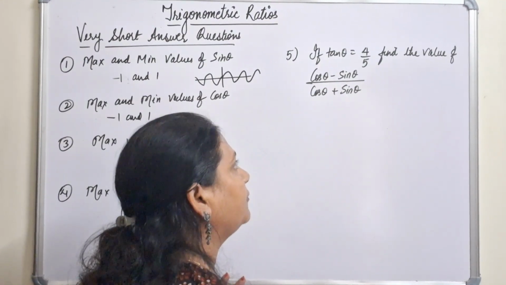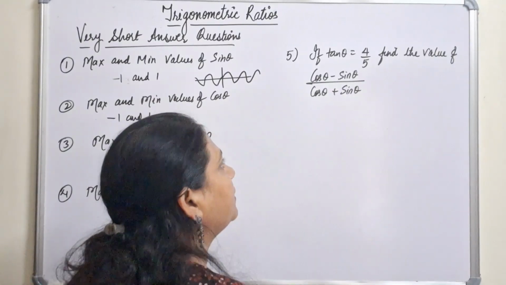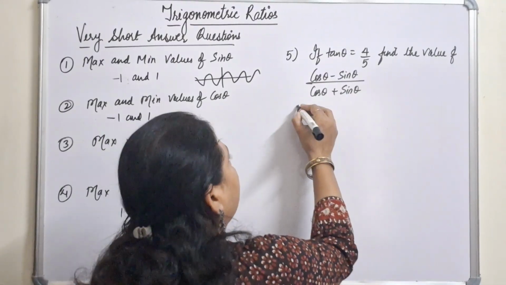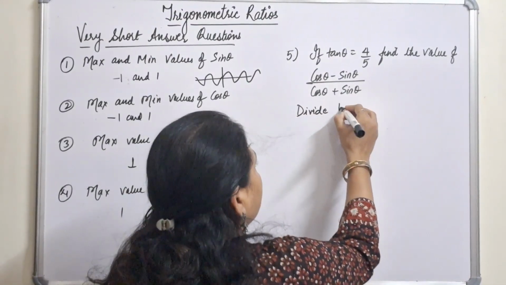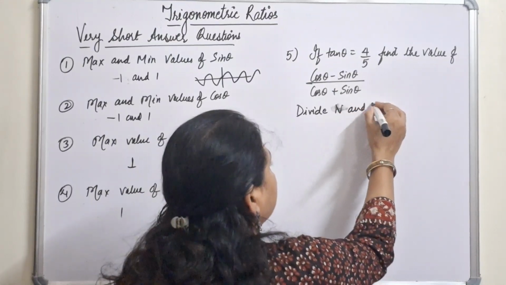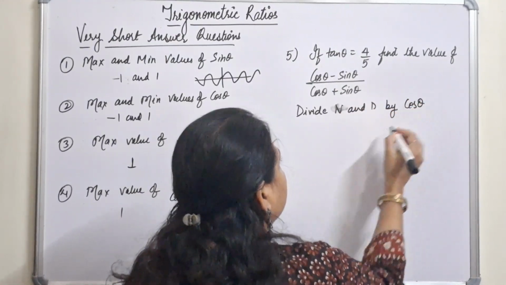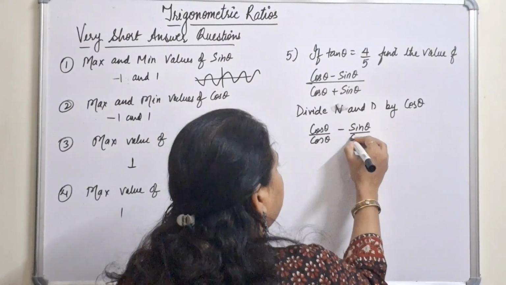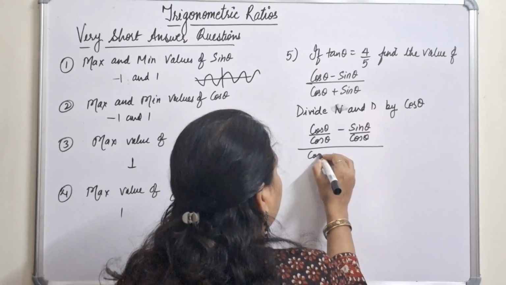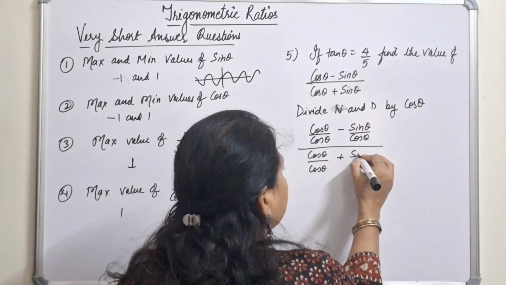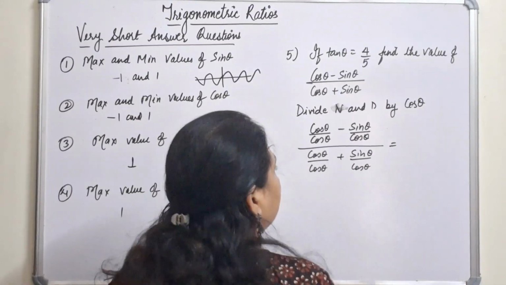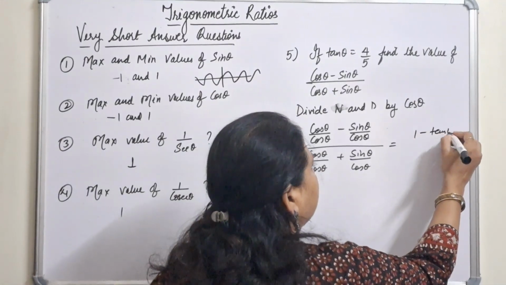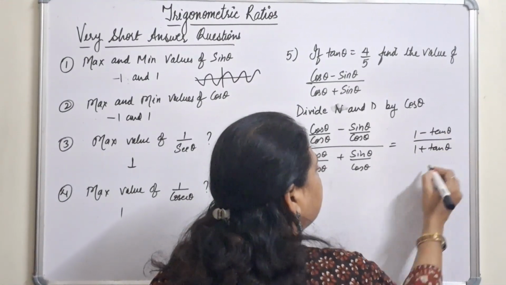Next question, question number 5. If tan theta is equal to 4 upon 5, find the value of the expression. This type of questions we have done. Either you find the value of cos theta and sin theta, or you can divide numerator and denominator by cos theta. So cos theta upon cos theta minus sin theta upon cos theta whole upon cos theta upon cos theta plus sin theta upon cos theta. Finally, we can write this as, this will be cancelled. So it is 1 minus tan theta upon 1 plus tan theta.